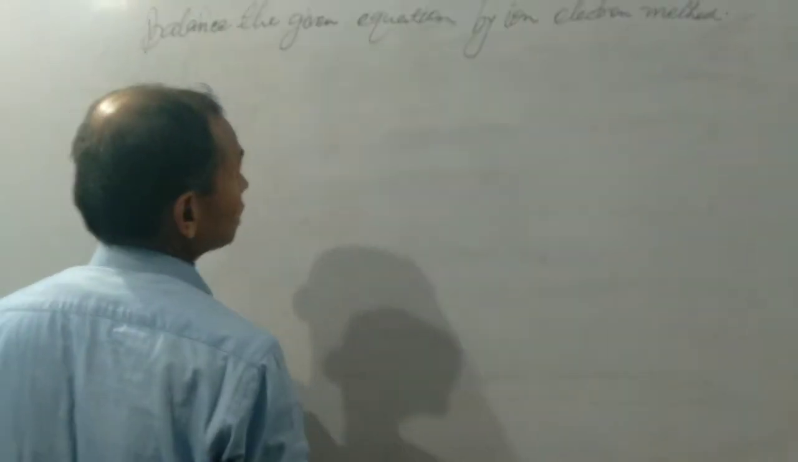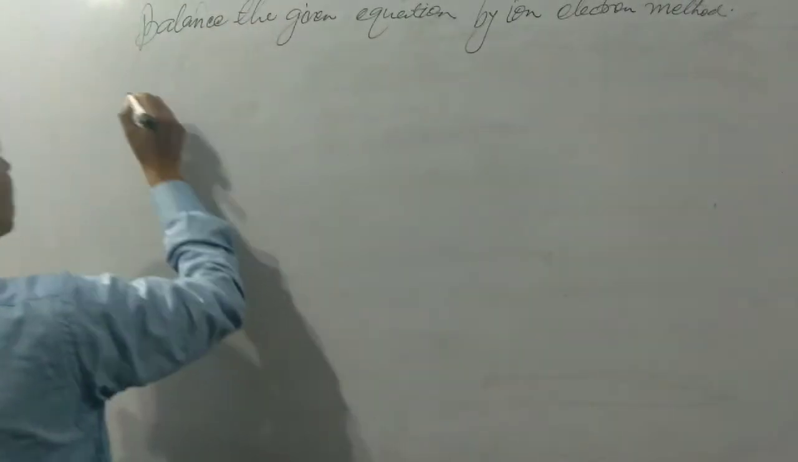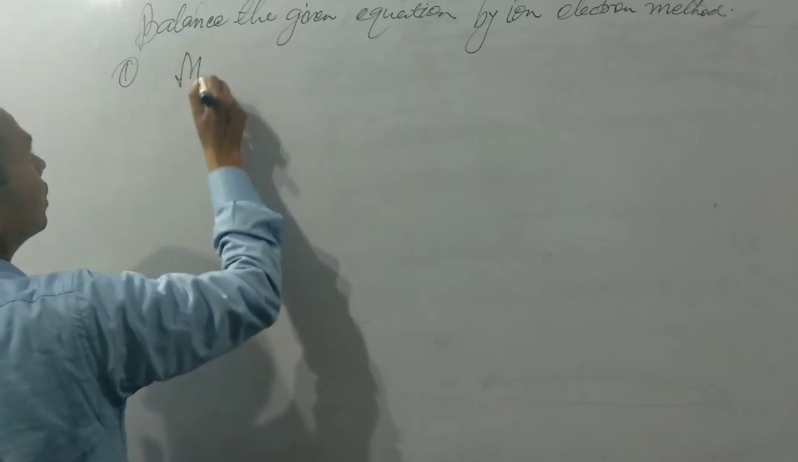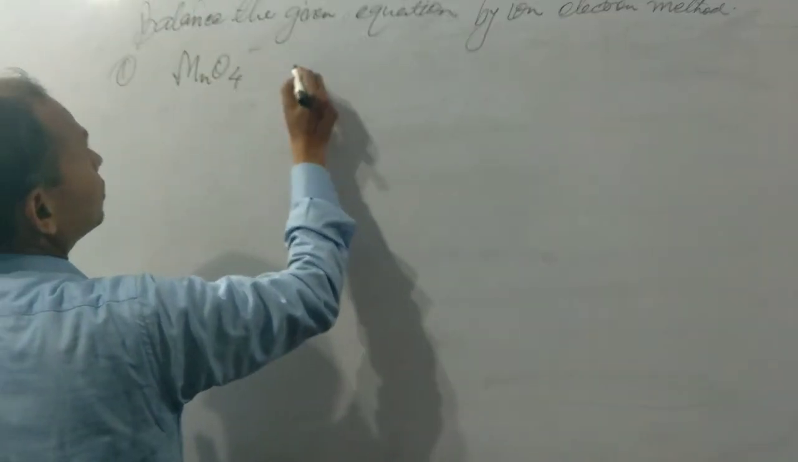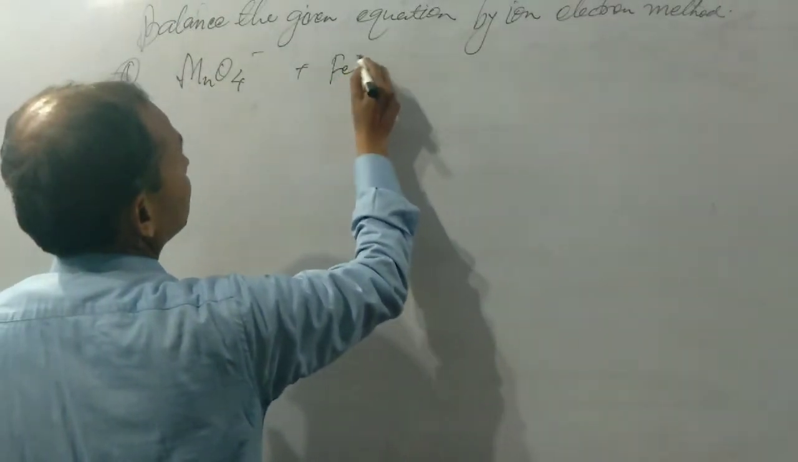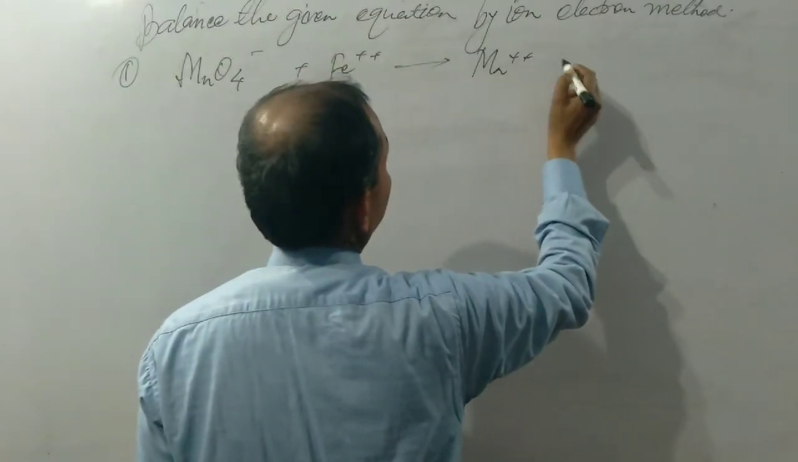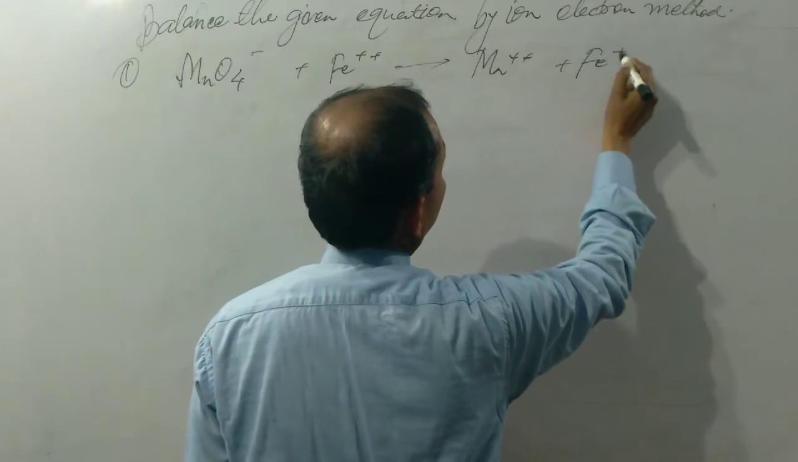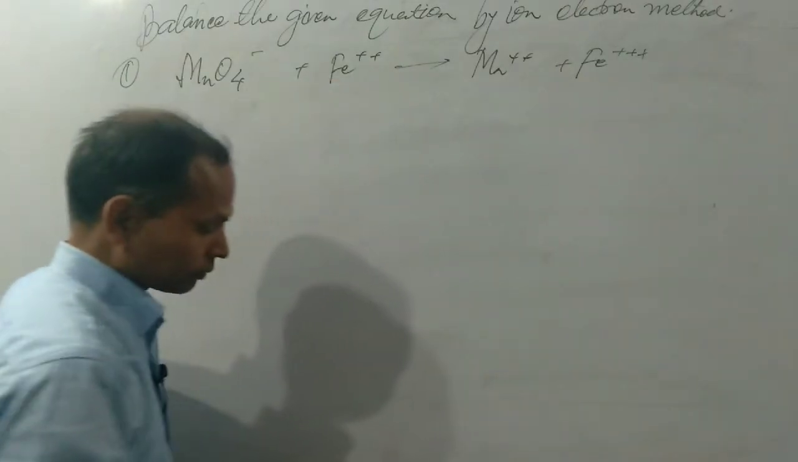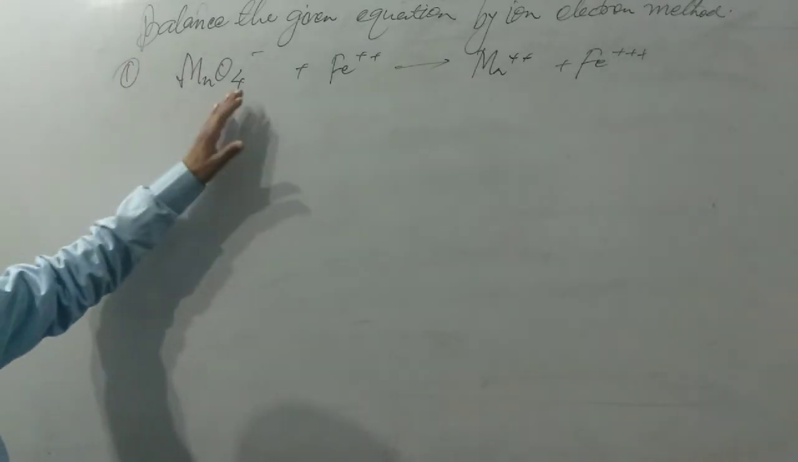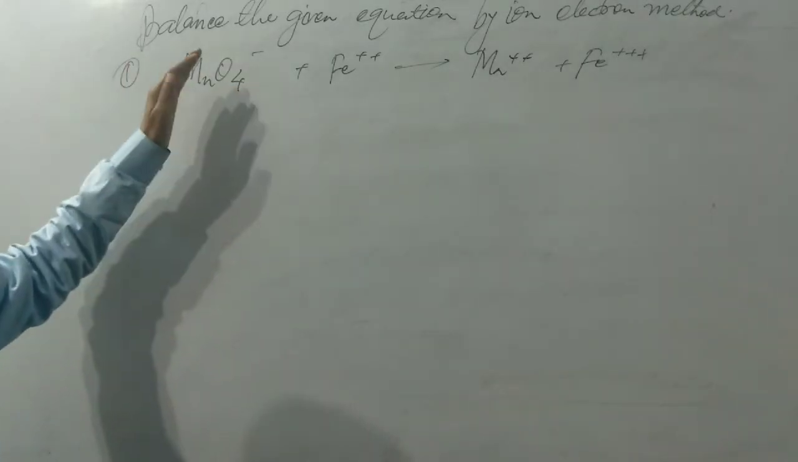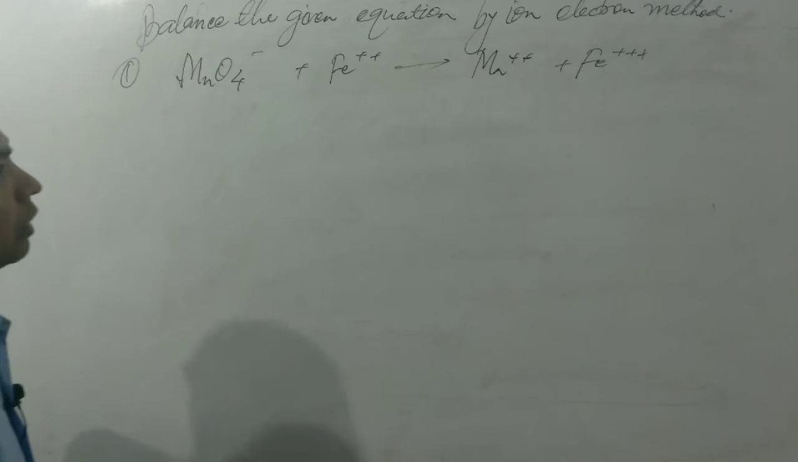Balance the given equation by ion electron method. MnO4 minus plus Fe plus 2 gives Mn plus 2 plus Fe plus 3. This is one of the redox reactions that can be balanced by the ion electron method. This is the ionic form of the equation.